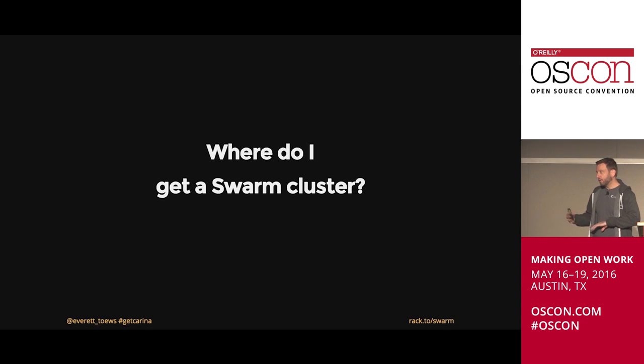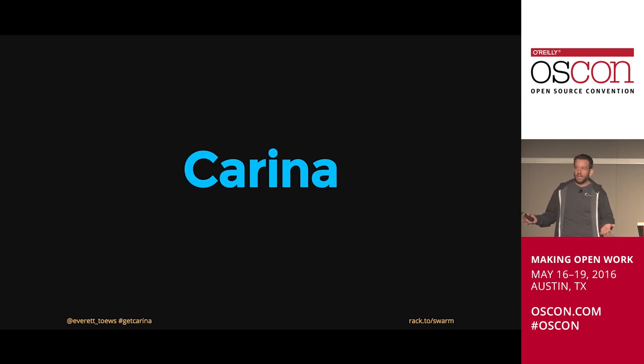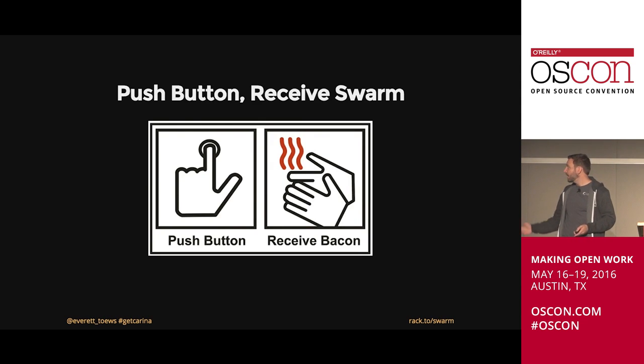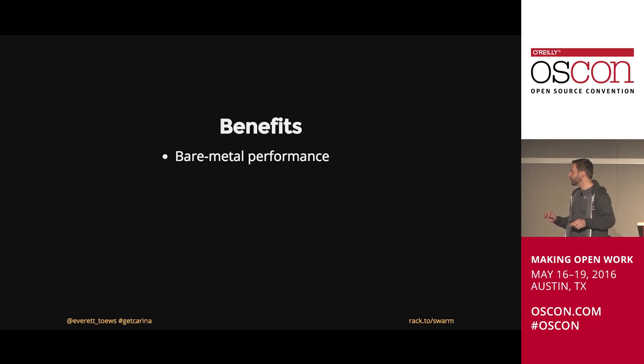So now that I've talked about Swarm enough, where can you actually get one? Carina is a new containers as a service product by Rackspace. It will create Docker Swarm clusters for you. It's basically push button, receive Swarm. Literally, when you go in through the GUI, it's push button, receive Swarm. You download some credentials, that configures your Docker client, and you can start Dockering right away.